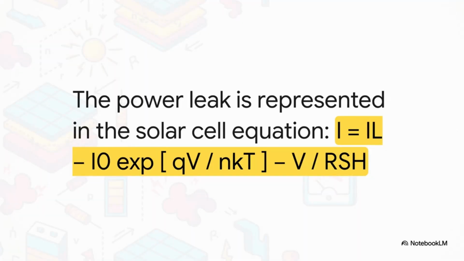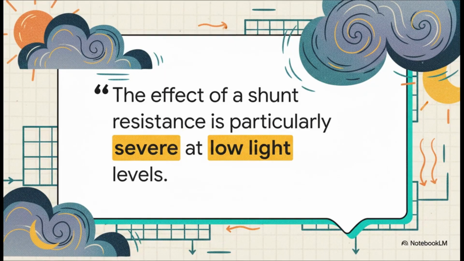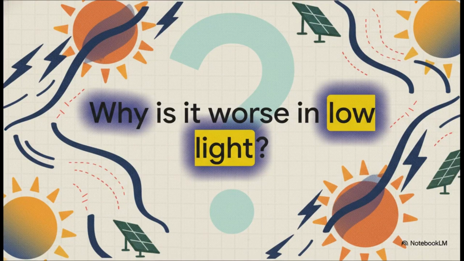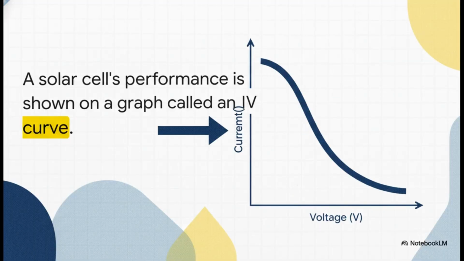We can actually see this power leak in the math. Pay attention to that last little part. Right here, this little term shows exactly how much current that defect is stealing away. And here's the kicker: this problem gets way worse when the sun isn't shining brightly. Okay, so why is it so much worse in low light? Let's break it down. Well, with less total current available, that same small leak becomes a much bigger percentage of the whole. We can actually see the damage on a graph.